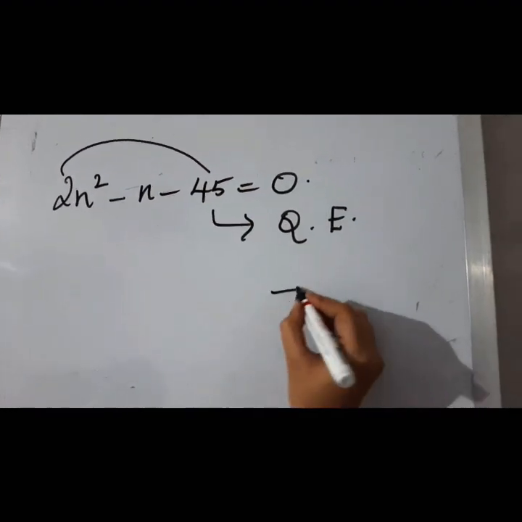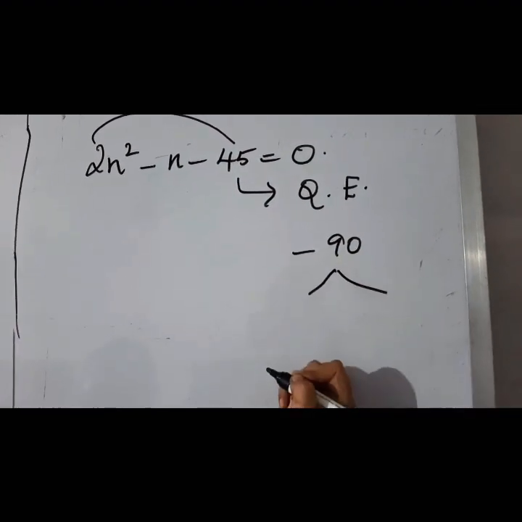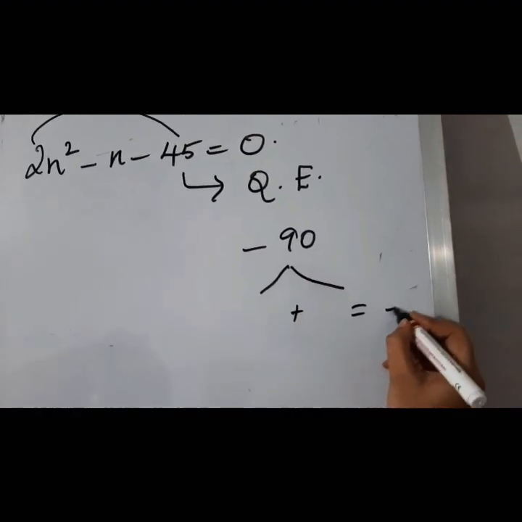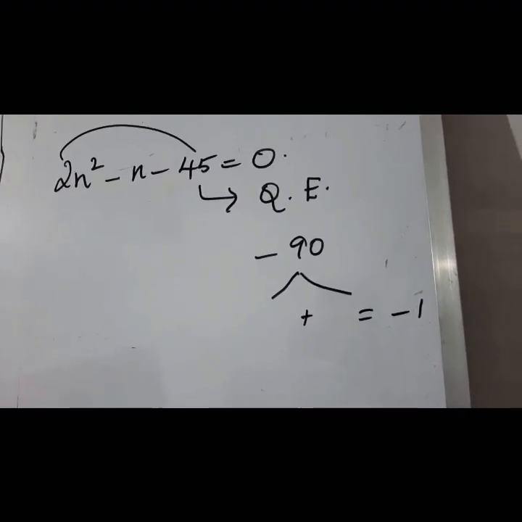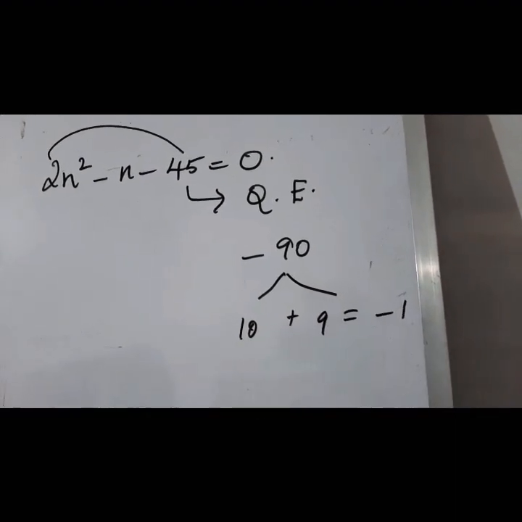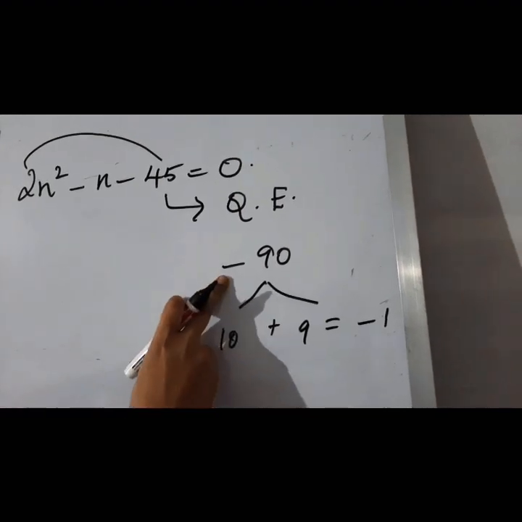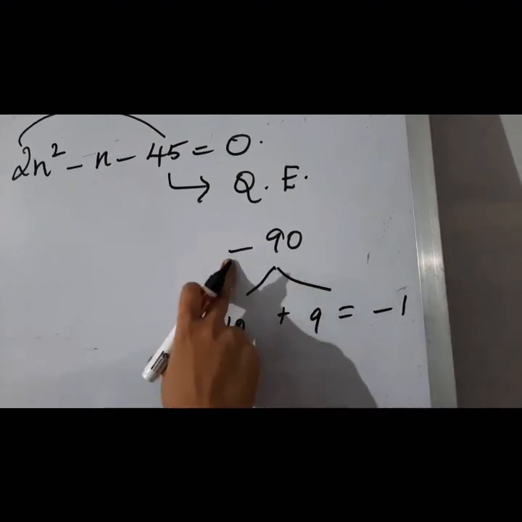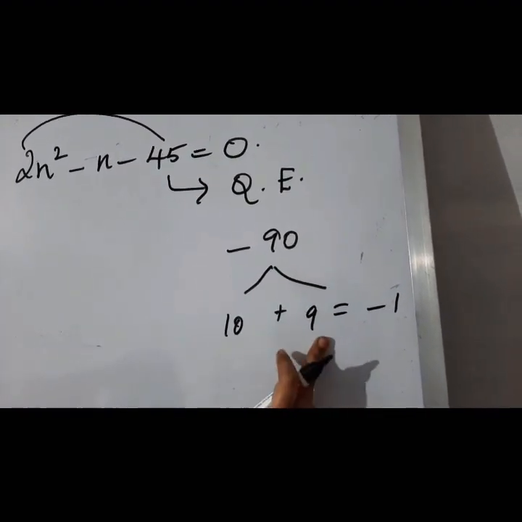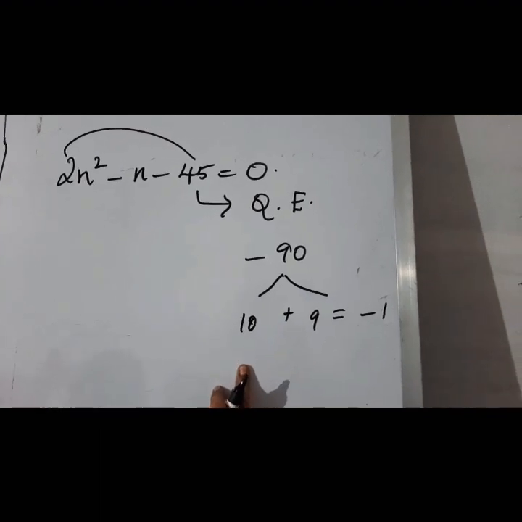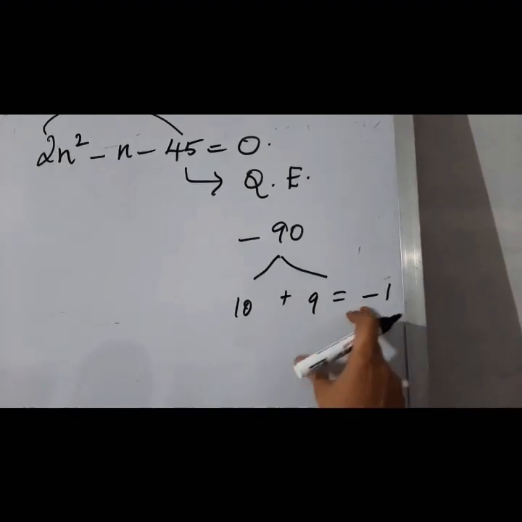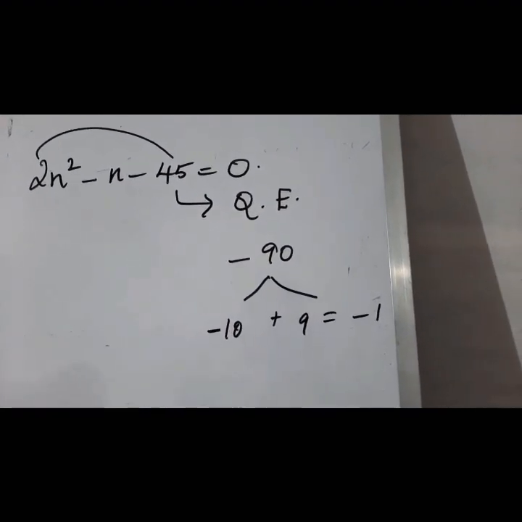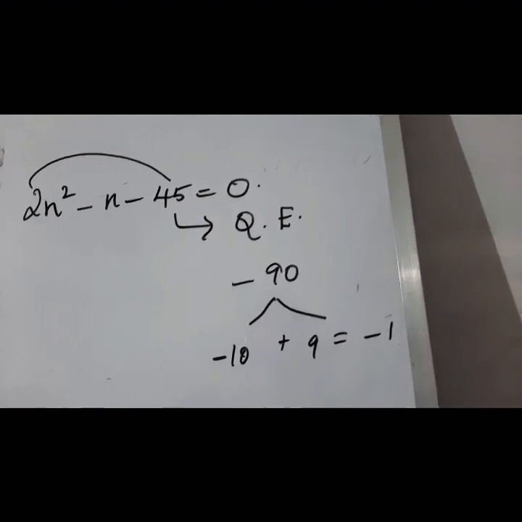2 into 45 becomes minus 90. You need to find two integers so that the sum must be minus 1 and the product should be minus 90. So let's go for 10 and 9. 10 into 9 is 90. We need to get minus 90, and the difference should be minus 1. Since here it is minus 90, we need to take only one integer as negative. The other one should be positive. And the difference is negative, so the greater number should be minus. So minus 10 plus 9 is equal to minus 1.